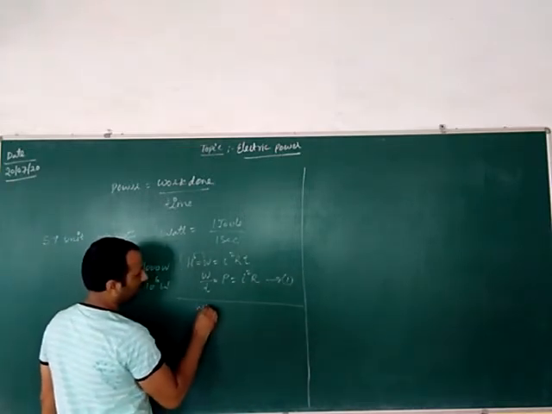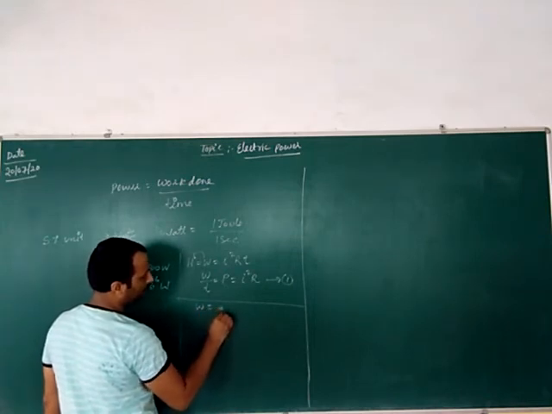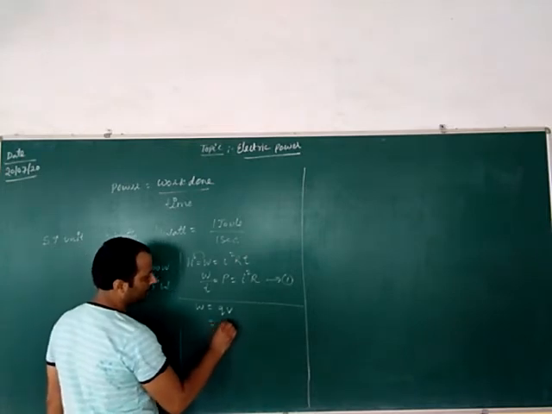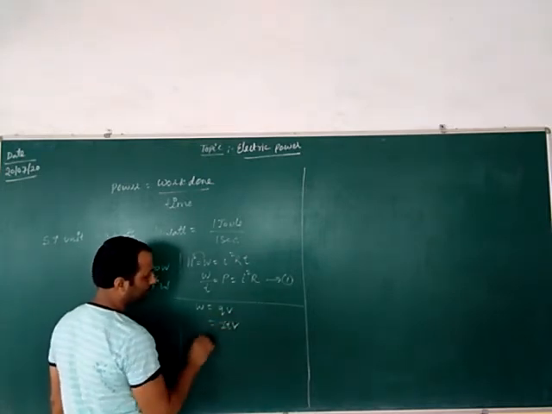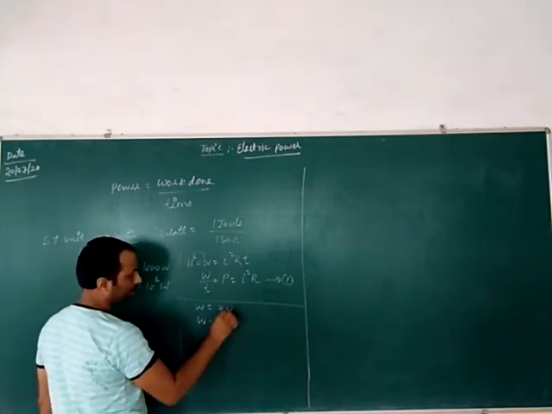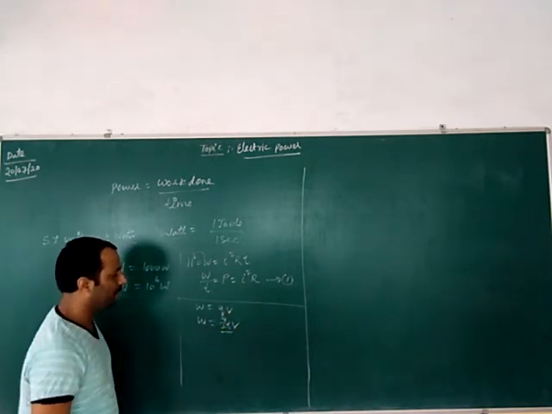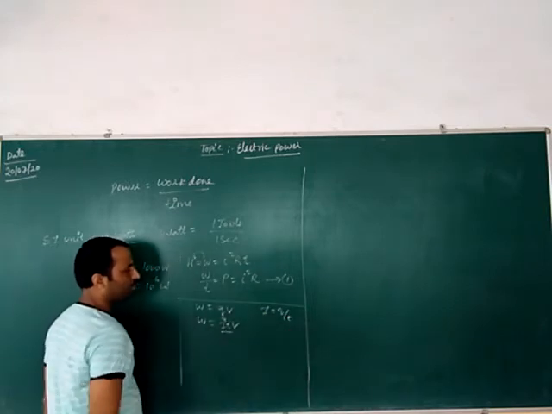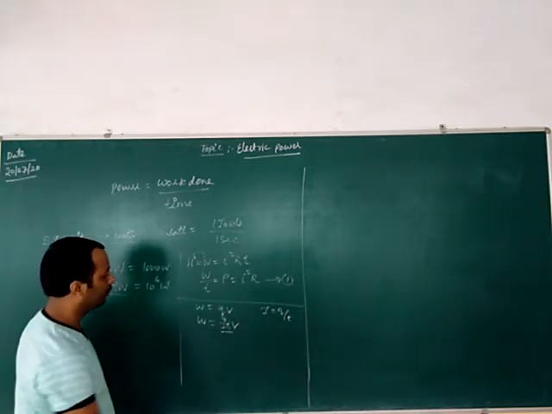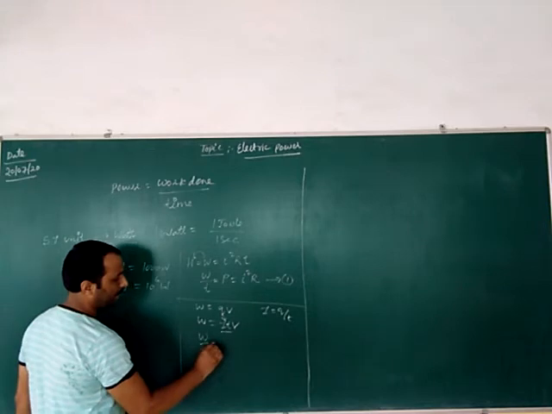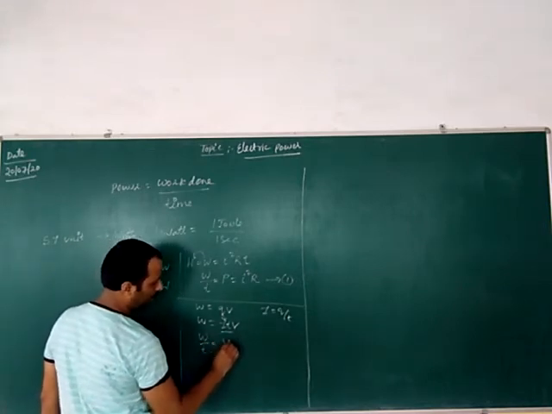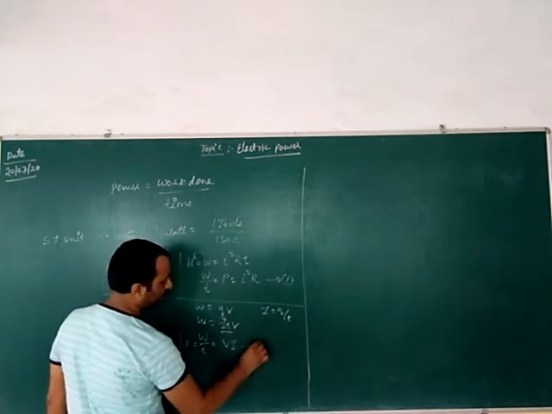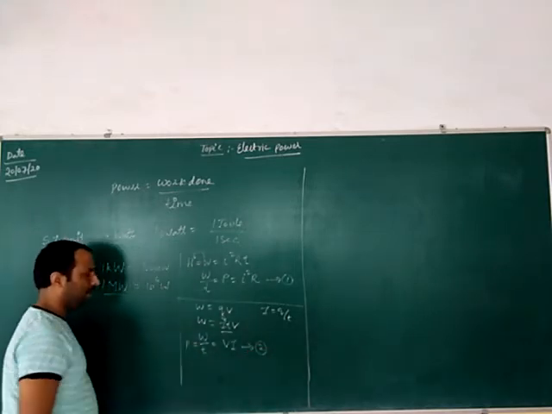Secondly, work done is charge into potential. So work done is I into T into V. In place of charge we have placed I into T, since I is equal to Q upon T, so Q is equal to I into T. So work done per unit time is how much? VI. This is the second formula of electrical power.